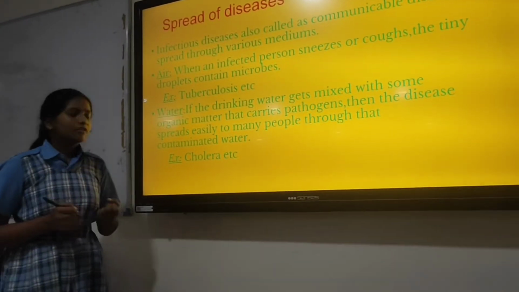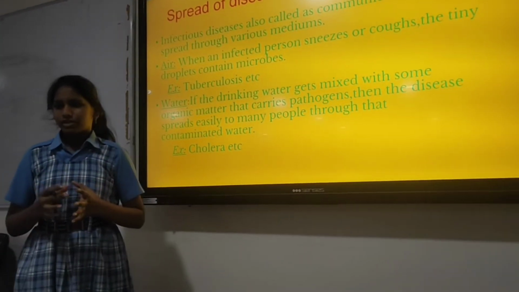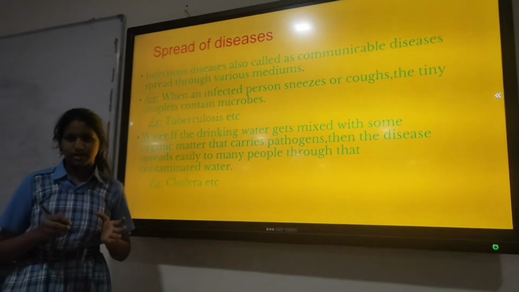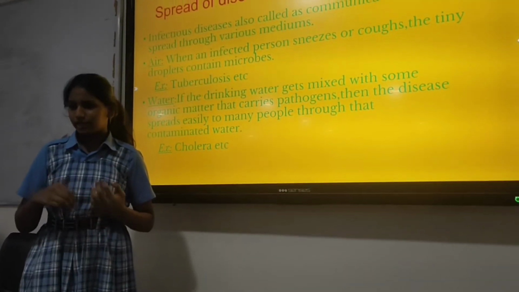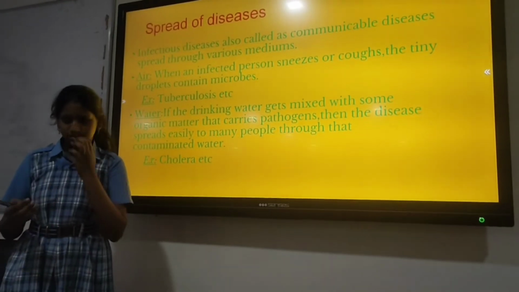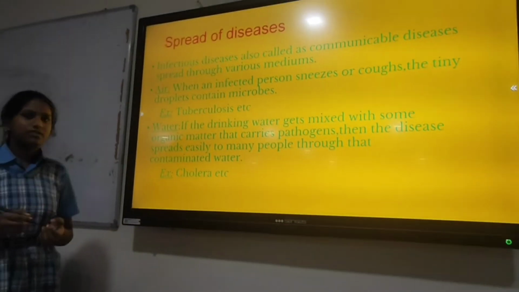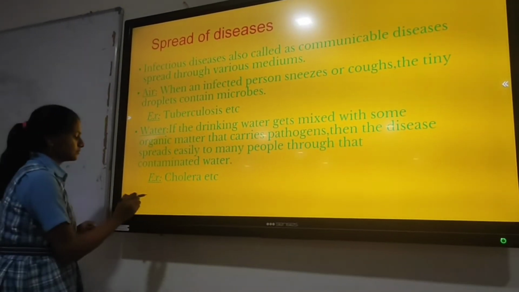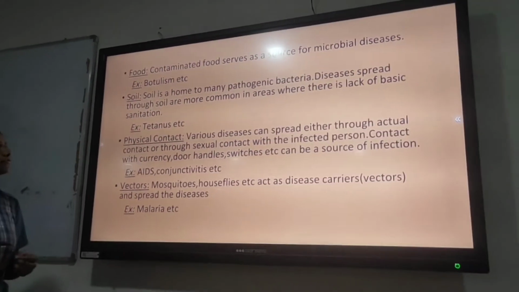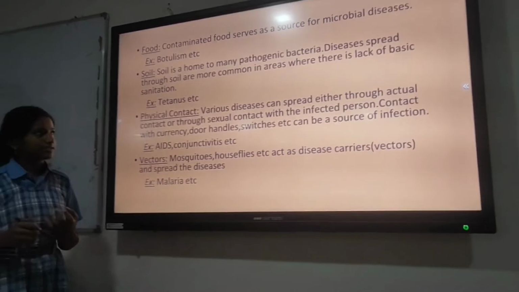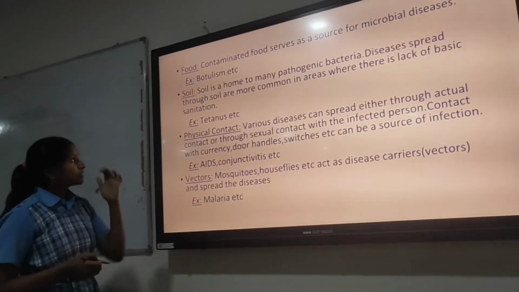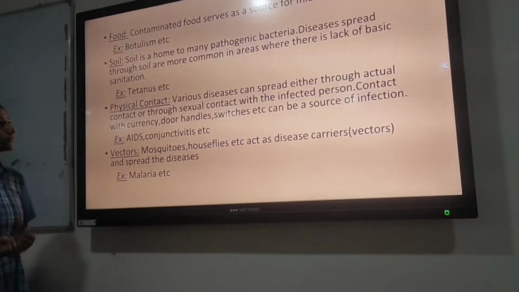And from water: when we drink contaminated water which contains some organic matter, then we are affected by some disease. An example for this is cholera. And now by food. If we eat contaminated food, then we are affected by diseases. An example for this is botulism.